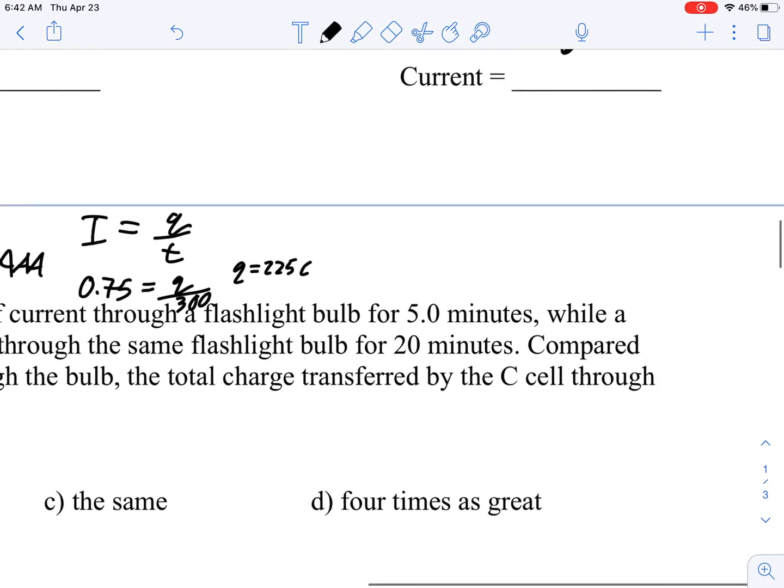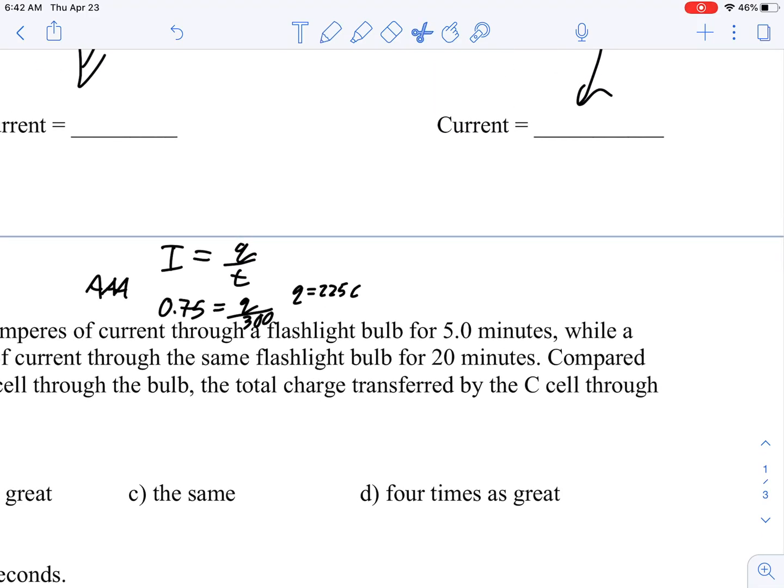Now check out the C. The C is very similar. I equals delta Q over T, except current is the same, Q is going to be different. The time is 20 minutes. That's 1200 seconds, multiplied by 60. And if we cross multiply, we get 900 coulombs.